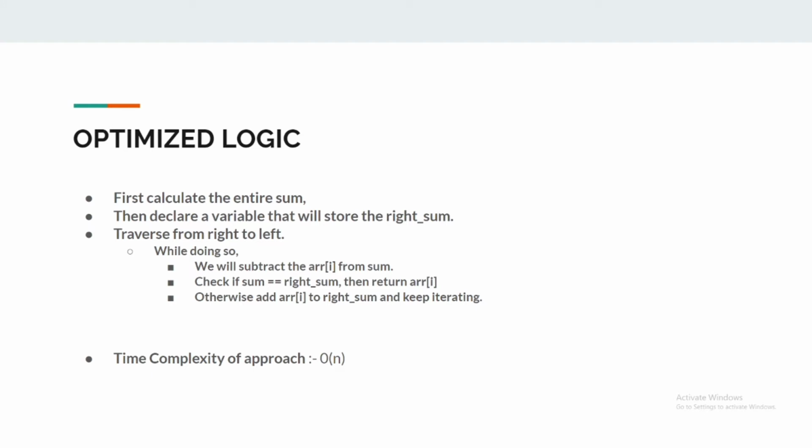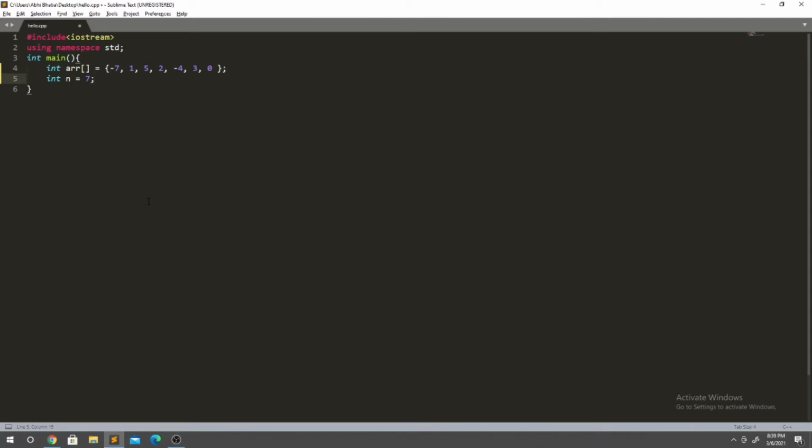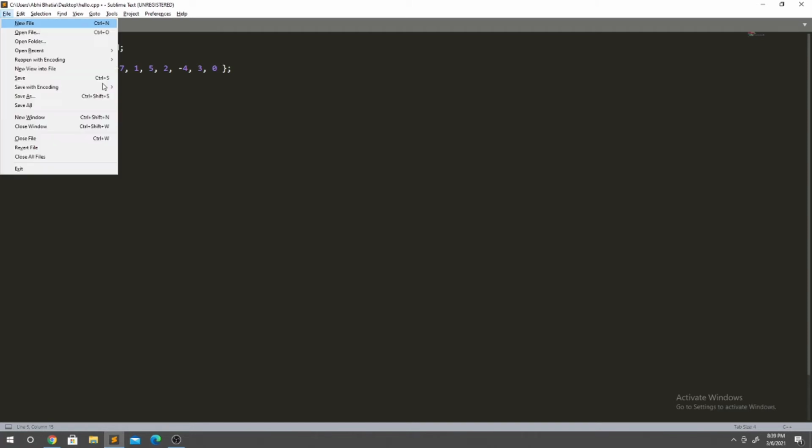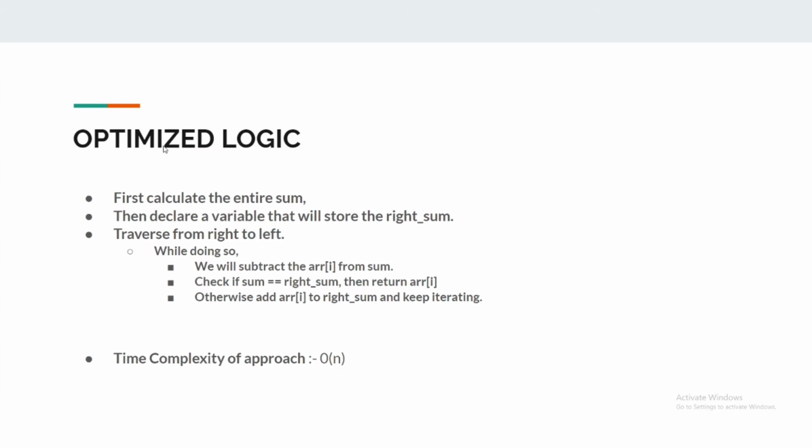So the optimized approach is this. Let's go to the editor and code this side by side for more understanding. I have created the same array here, and I have initialized the variable n equal to 7 because this is holding the size of the array, that is 7 integers. Now the first step in this optimized logic says that first calculate the entire sum.